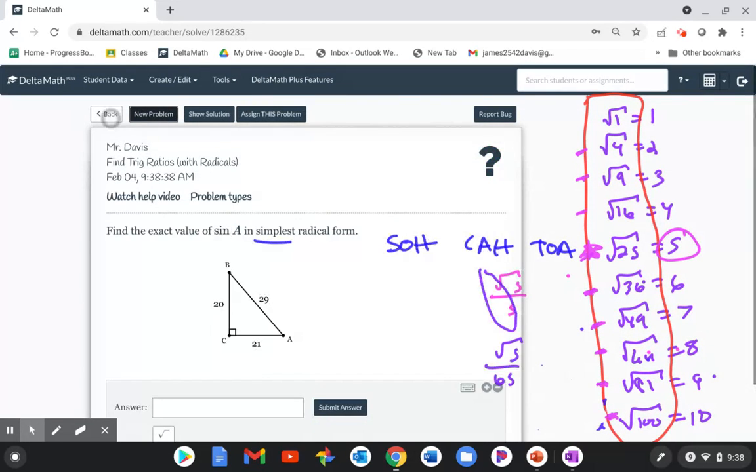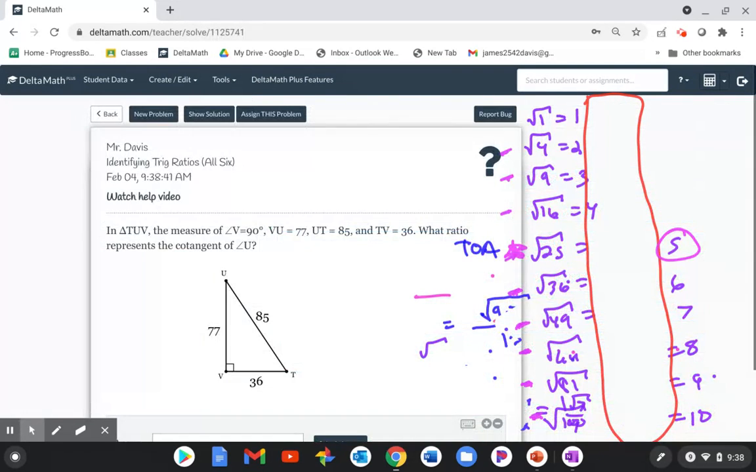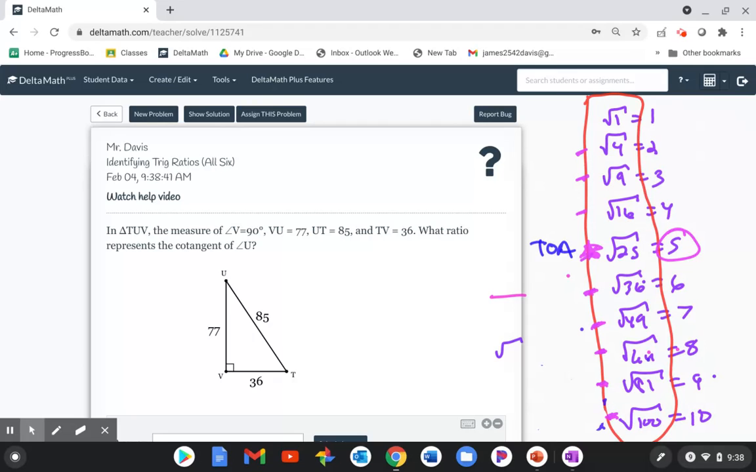Okay. I want to show you the last one here, and that is going to be using some of the other trig ratios. We should not need this square root table for this, but again, I'm going to write out SOHCAHTOA, and this one is going to ask us some questions about secant, cosecant, and cotangent as well. All right, so in this one, we're supposed to find the cotangent of u. Okay, cotangent of u. So u is right here.